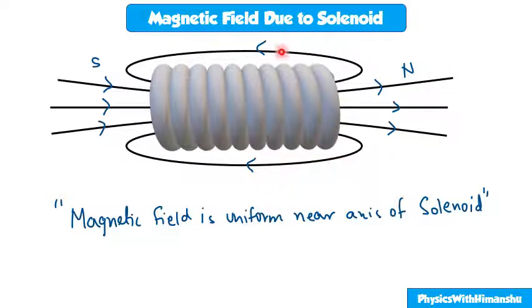This diagram is very important, and remember the side from which the magnetic field lines enter the solenoid is south pole, and the side from which the magnetic field lines exit the solenoid is north pole. So a solenoid is equivalent to a bar magnet.